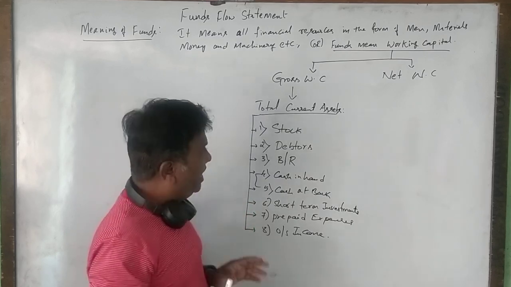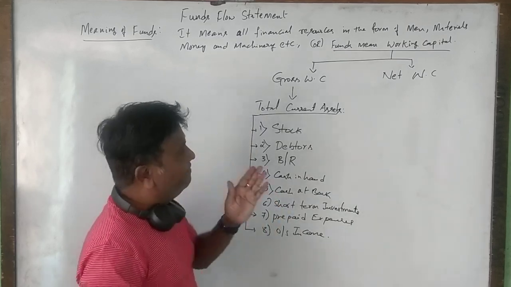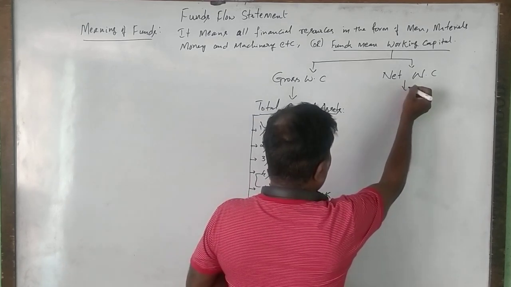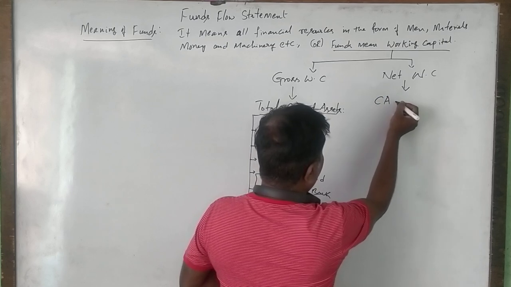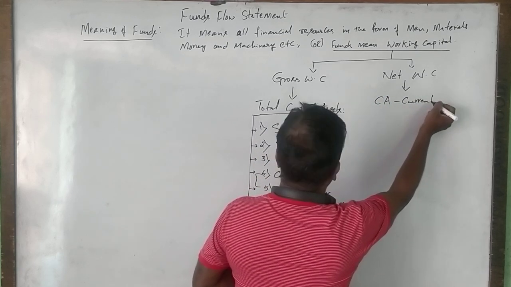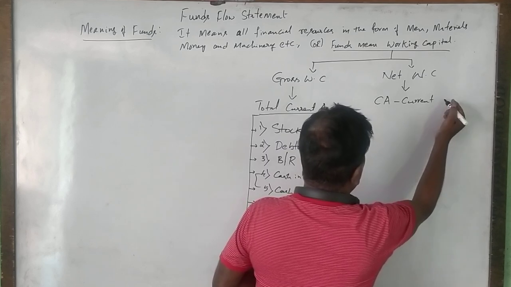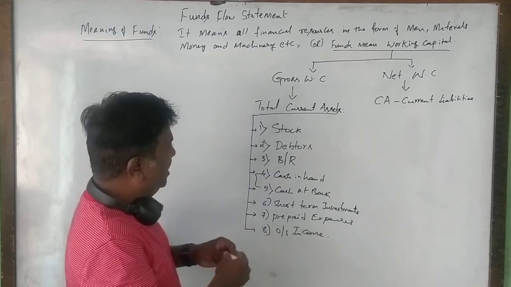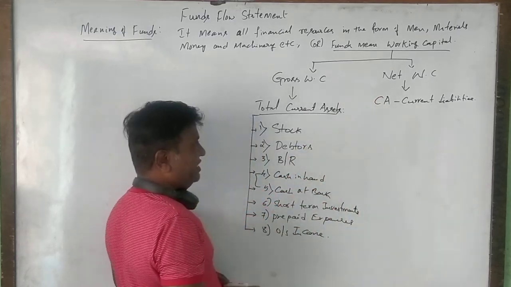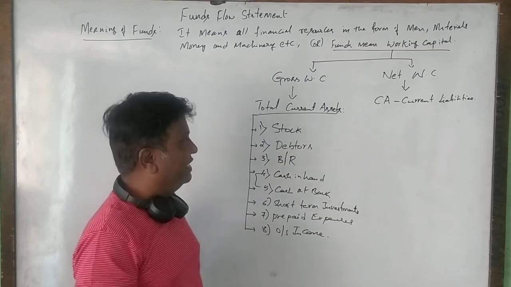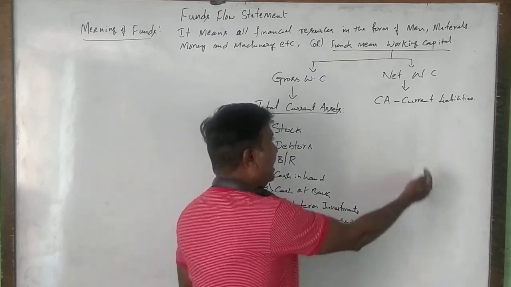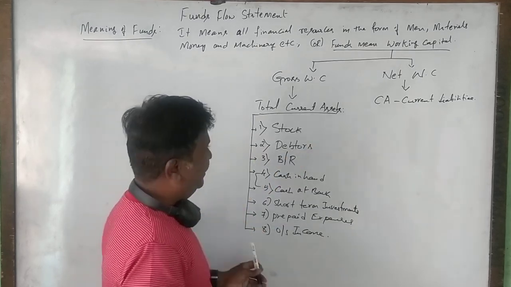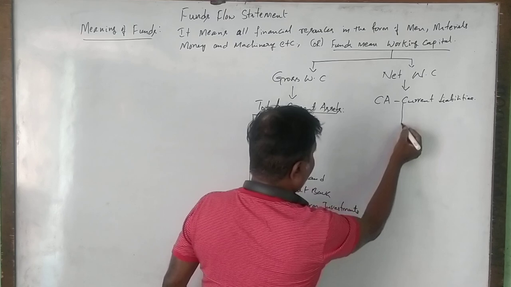Now, let us understand what is net working capital. Net working capital is nothing but current assets minus current liabilities. From these current assets, if you subtract current liabilities, whatever amount you get is called net working capital. Now we know what the current assets are. Let us understand what the current liabilities are.